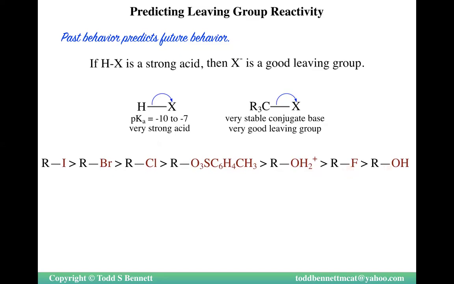Fluoride is down here, weak acid, all the way down to water, which is terrible at acidity and basicity. It's just a neutral compound, so OH is a bad leaving group off of carbon. You need to protonate it and make it water. So we're going to learn there's certain groups that are predictable in terms of being leaving groups. And if you have an OH, you protonate it, you can turn it into a good leaving group.